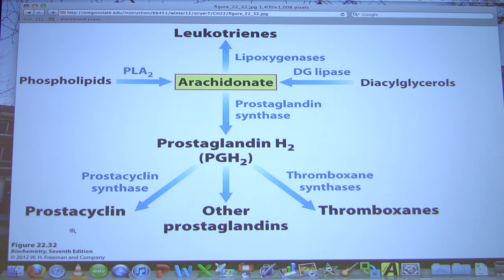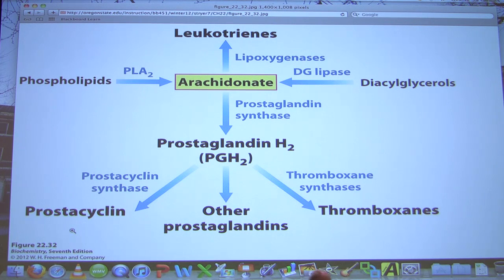Well, if we don't have arachidonate floating around free in the cell, where does it come from? Well, as soon as the cell gets some arachidonate, what it does is it bundles it up into glycerophospholipids. It doesn't want it floating around free, so it puts it onto a glycerophospholipid, and you know where glycerophospholipids end up. They end up in your cell's membranes. So those arachidonates are sitting there waiting to be released.